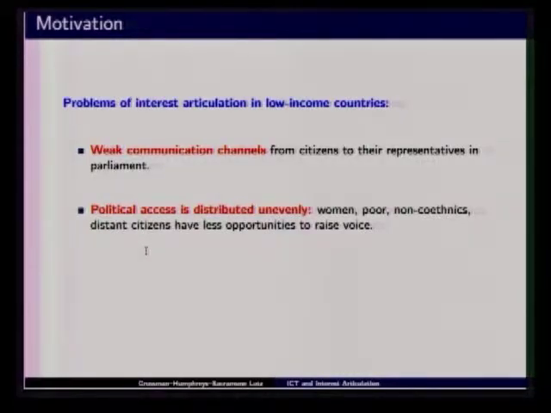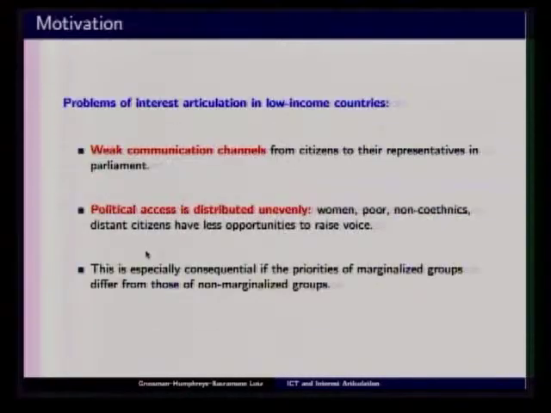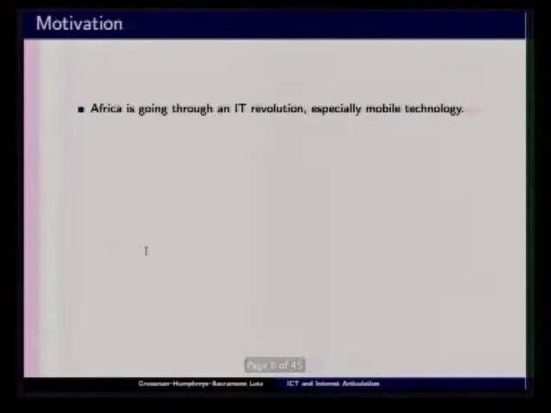So the goal for many people that work on politics in developing countries is to think, how can we design institutions and systems of communication that are more inclusive and increase political representation? Okay? So this brings us into the world of ICT. In the last few days, we've been talking about the fact that there's an IT revolution in many parts of the world, Africa included, especially in mobile technology.